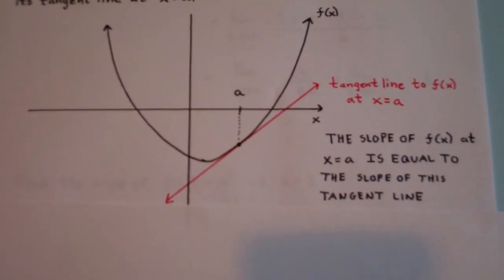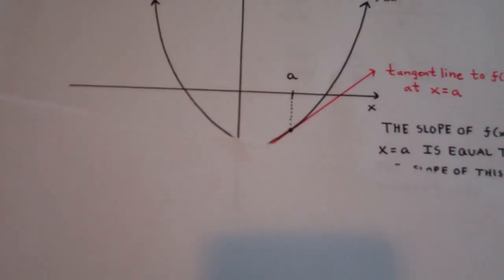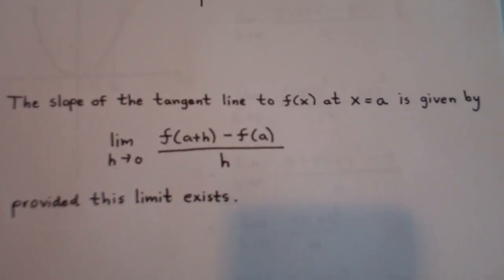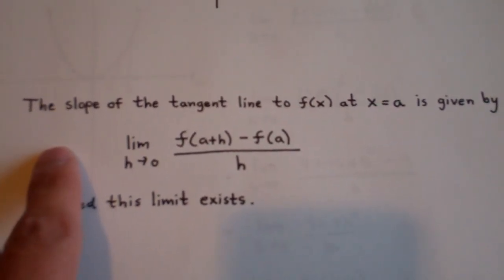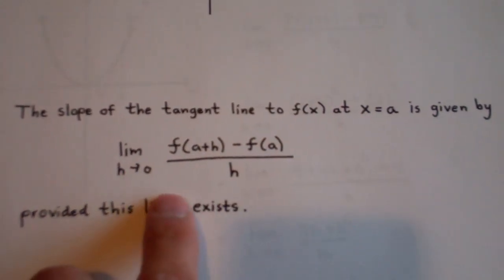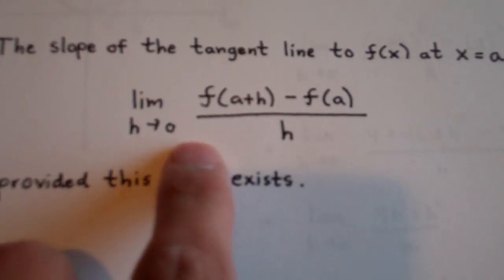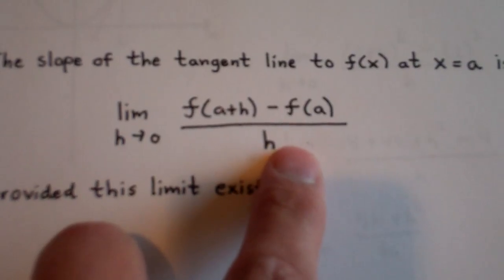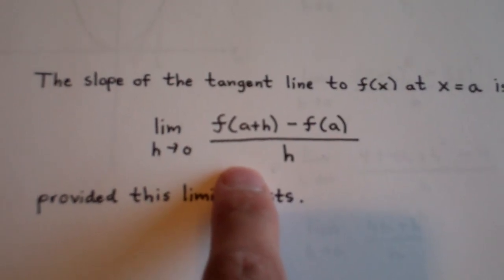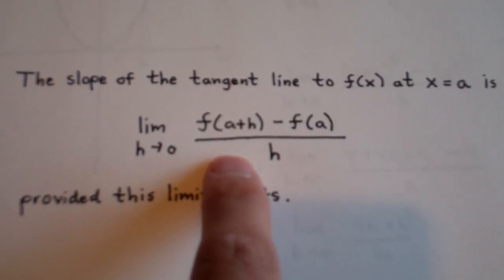Okay, so how do we go about calculating the slope of that tangent line? Slide this on up. The slope of the tangent line to a function f of x at x equals a is given by the following limit. The limit as h goes to 0 of f of a plus h minus f of a, all divided by h. Now, if this fraction looks familiar, it probably should, because you probably saw this in pre-calculus 1. It was called a difference quotient.